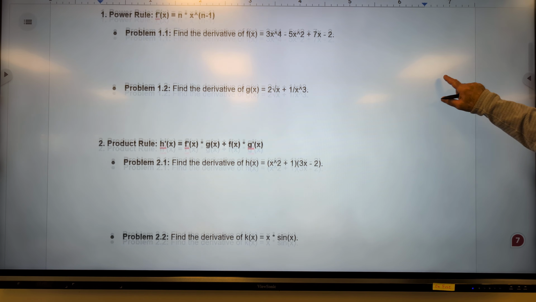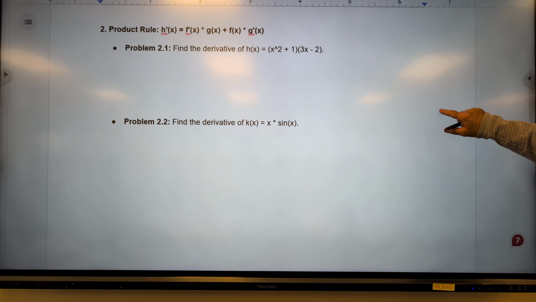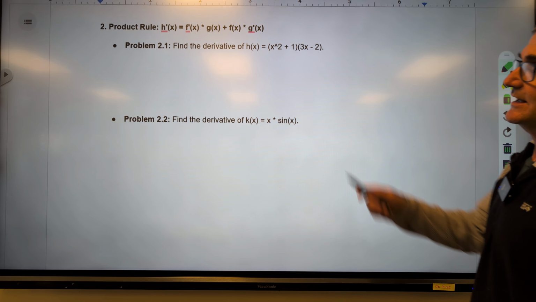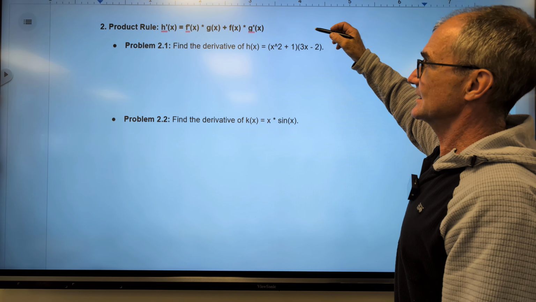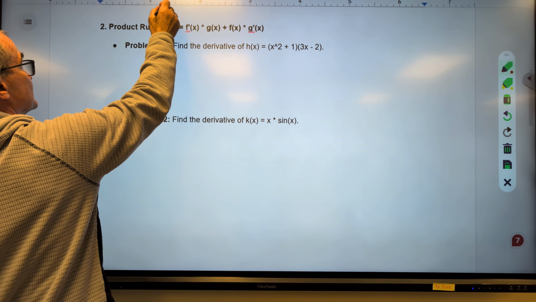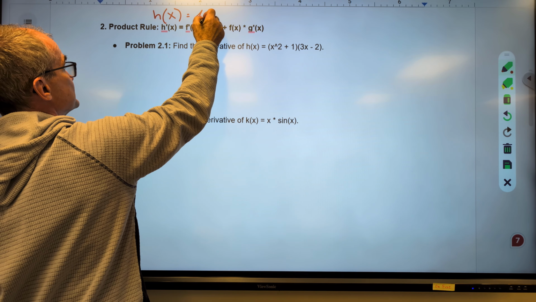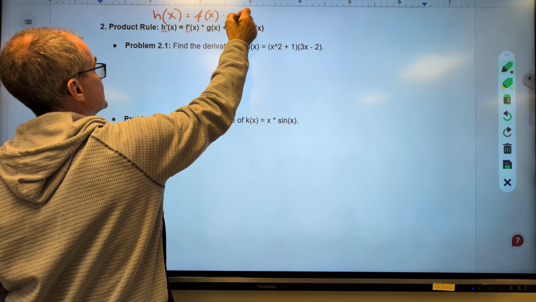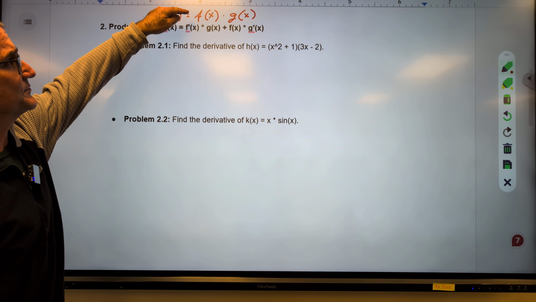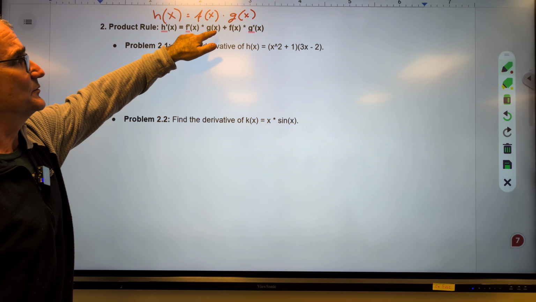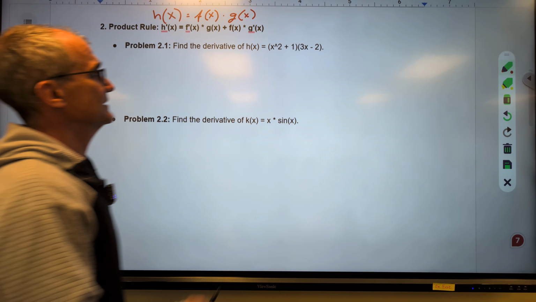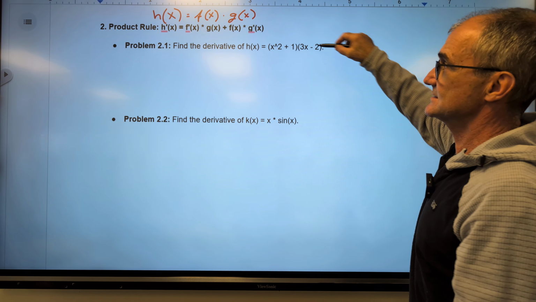Let's now take a look at the product rule. So the product rule's starting to get a little more complicated here. If h of x is equal to one function, f of x, times another function, g of x, then the derivative of that is the derivative of the first part times the second part plus the first part times the derivative of the second part. Okay, so this is my first part, this is my second part.